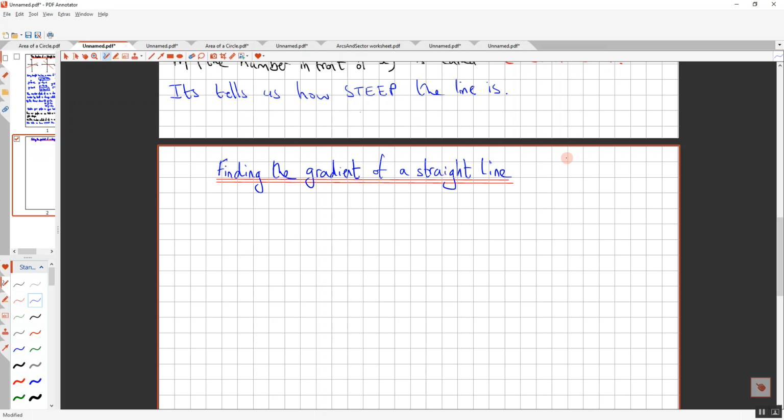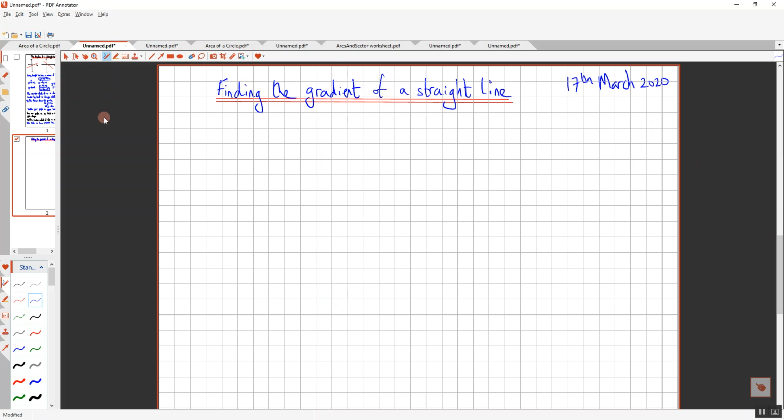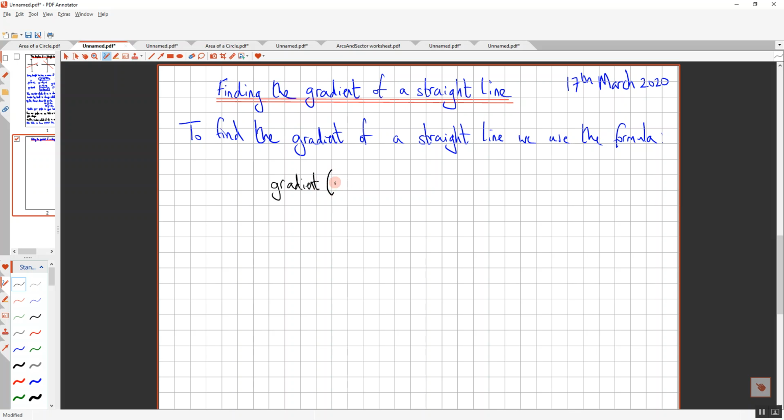So this is the 17th of March, 2020. We're going to write down that to find the gradient of a straight line we use the formula: gradient, which we call m, is equal to vertical divided by horizontal. Don't worry if you're not too sure what we mean by this, we'll talk about it.